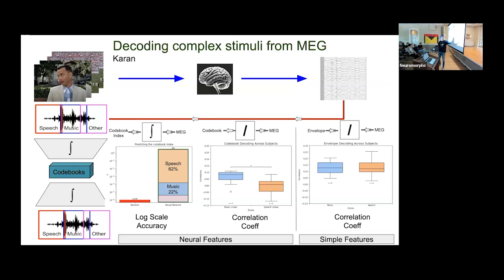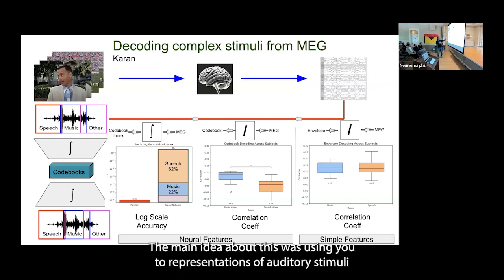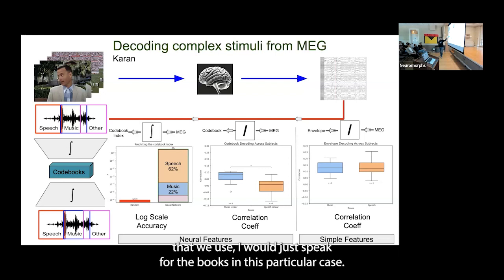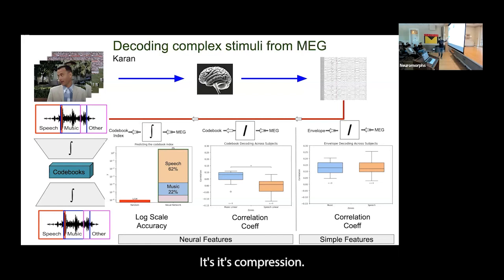Then we tried the other idea, the main idea about this, which was using neural representations of auditory stimuli to map the MEG to the neural stimuli that we have, which is the codebooks in this particular case. So this is an autoencoder type model wherein we put in the speech or the audio information, and it compresses it into codebooks. We have about its compression, but still we have about 1 million possibilities per frame.